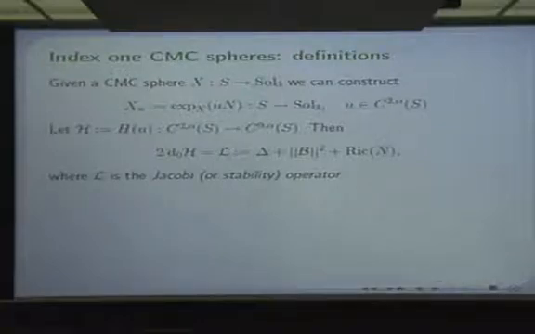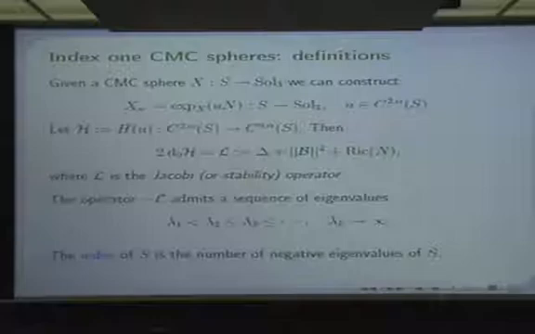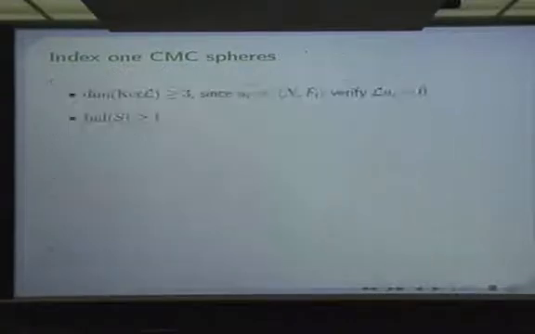And so I gave the definition yesterday, but let me recall it. If you take now minus the Jacobi operator, then it is an elliptic operator here, and it admits a sequence of eigenvalues, okay? An increasing sequence of eigenvalues going to infinity, where the first eigenvalue is always simple. And the index of the sphere is just the number of negative eigenvalues. Okay, so it turns out that for spheres in Sol 3, you have a very good control on the index, in the following sense.